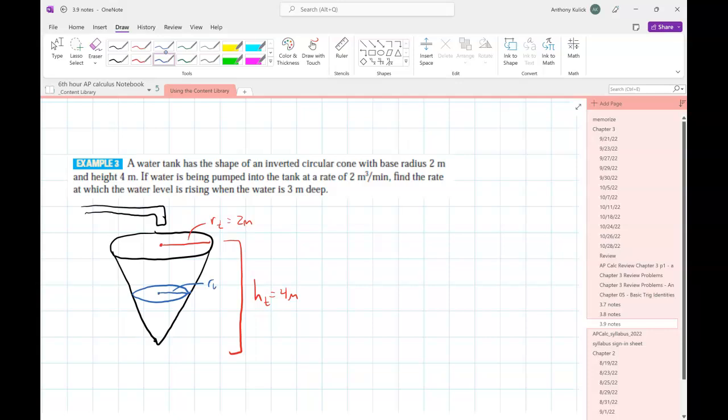So here, RW, we don't know. And note that RW is not the same as RT. Everybody agree? At each height, that water's radius is going to be different. Okay. So that's our picture. Wish I could color maybe a little bit.